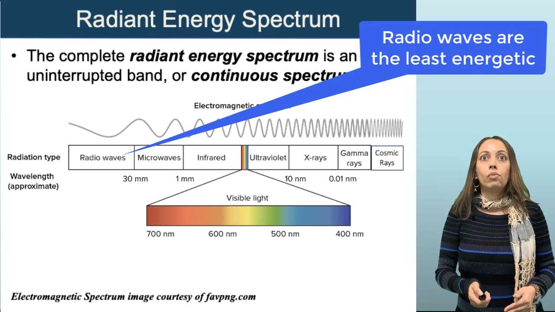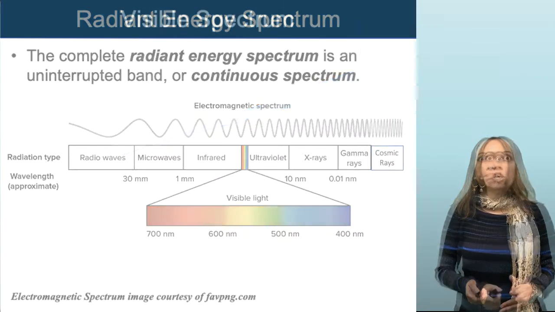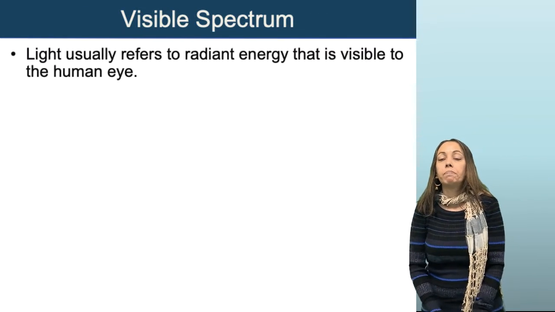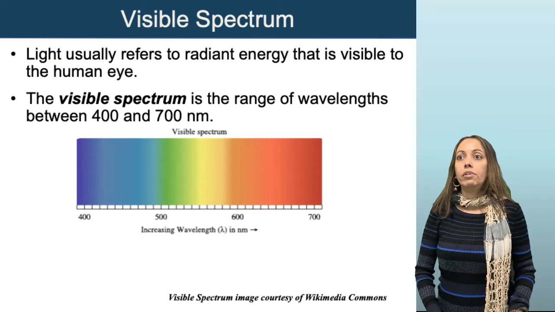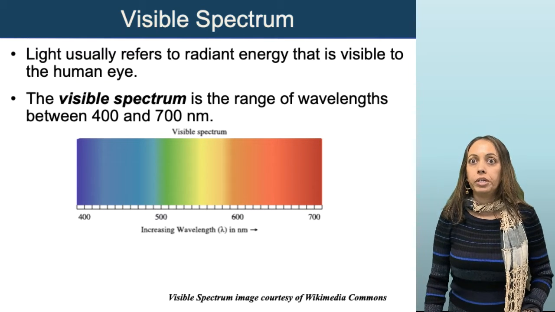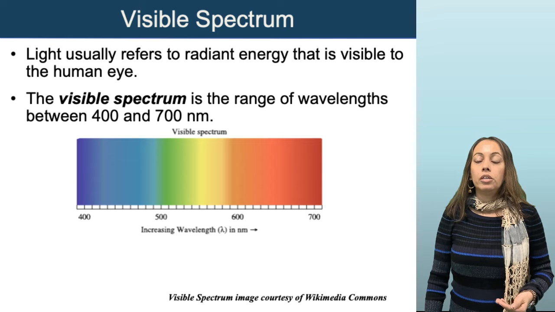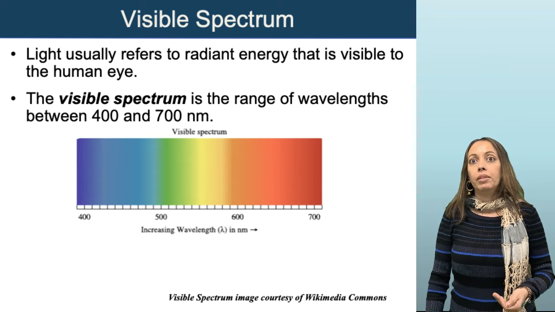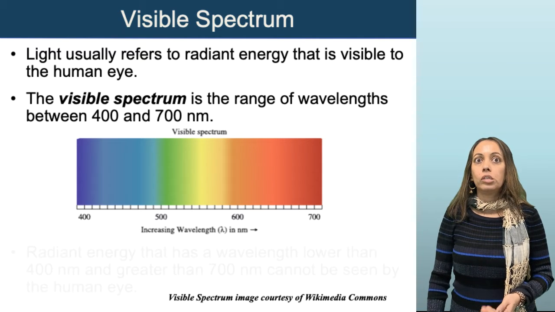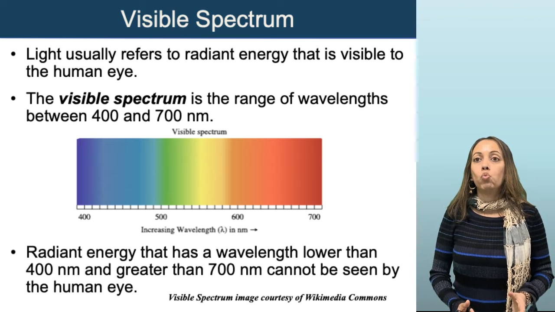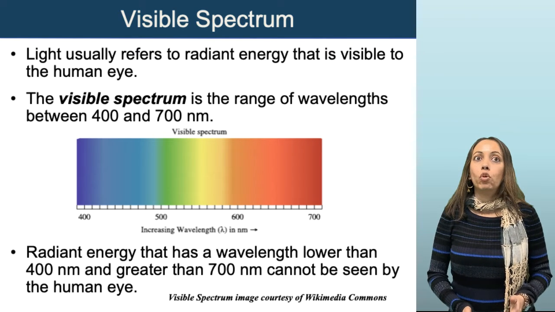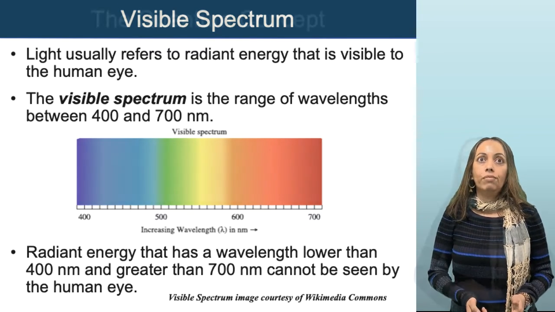How does this all relate to the Bohr's model? So let's take a look at the visible spectrum. This ranges from 400 nanometers to 700 nanometers. Nanometers is the unit used to describe the wavelength of these radiations. And this portion of light is what Bohr studied in order to get more information about the model of the atom.